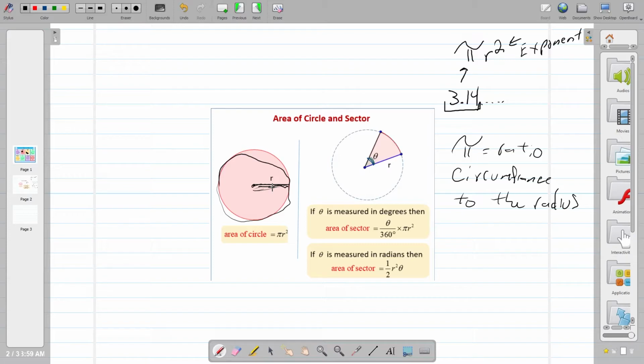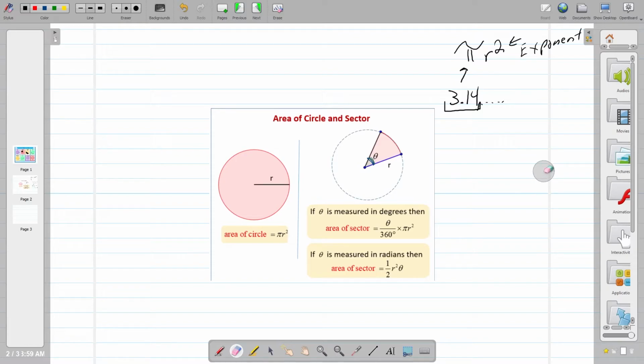And it turns out that's a constant. No matter how big or small your circle is, that ratio stays the same, and it is 3.14. 1597? I don't know, I'm just guessing. Anyway, that's what pi is. So get that in your notes if you don't already know that.